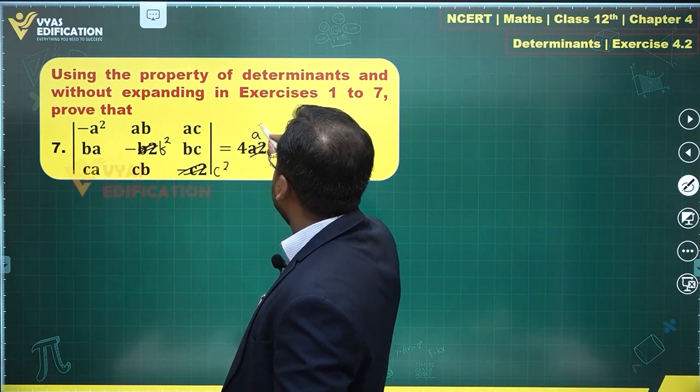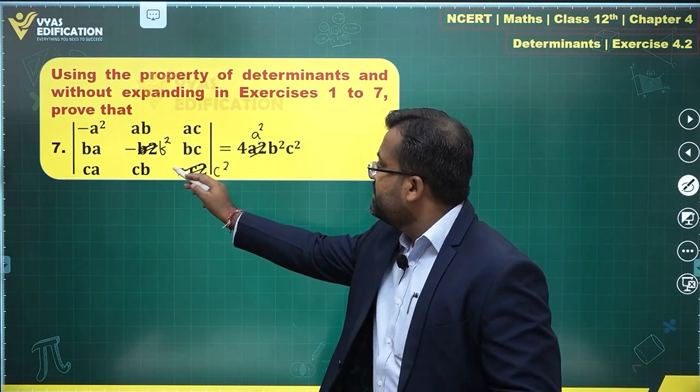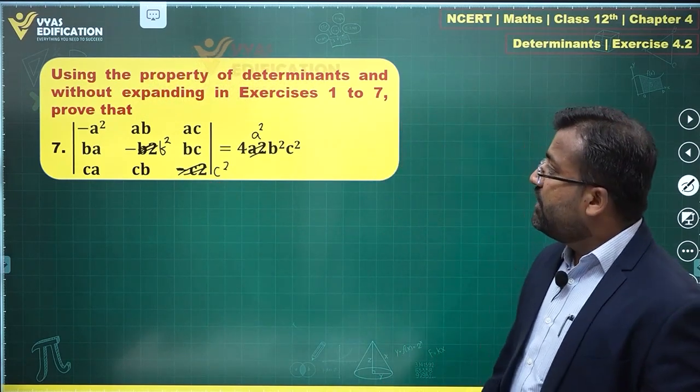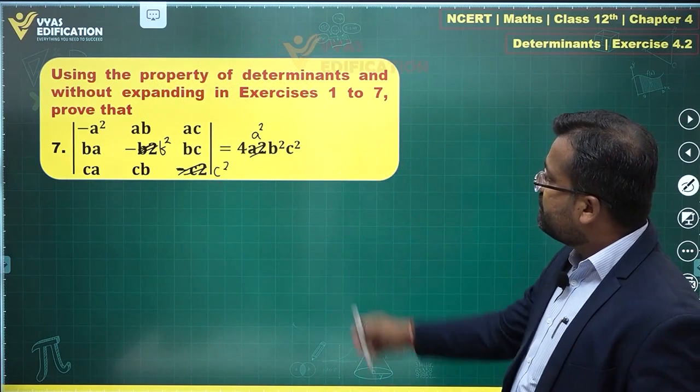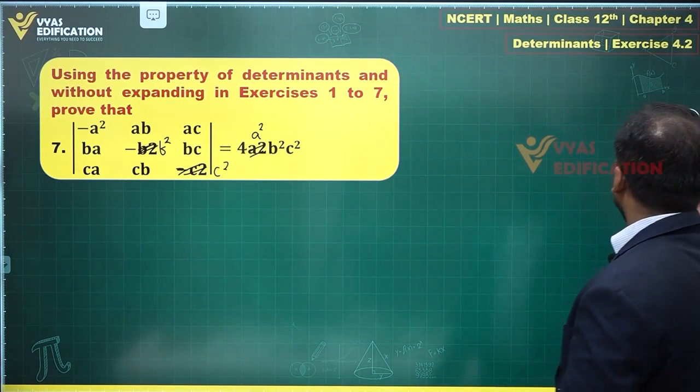This is a square over here, right? Let's make that correction. Let's not make that mistake. This is minus c square minus b square over there, and this is 4a square, b square, c square. Okay, and how do we prove this one? Let's see.